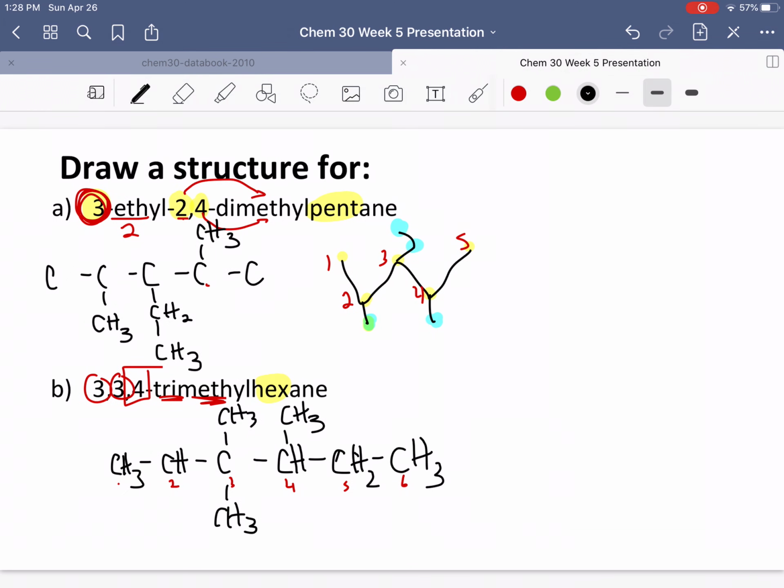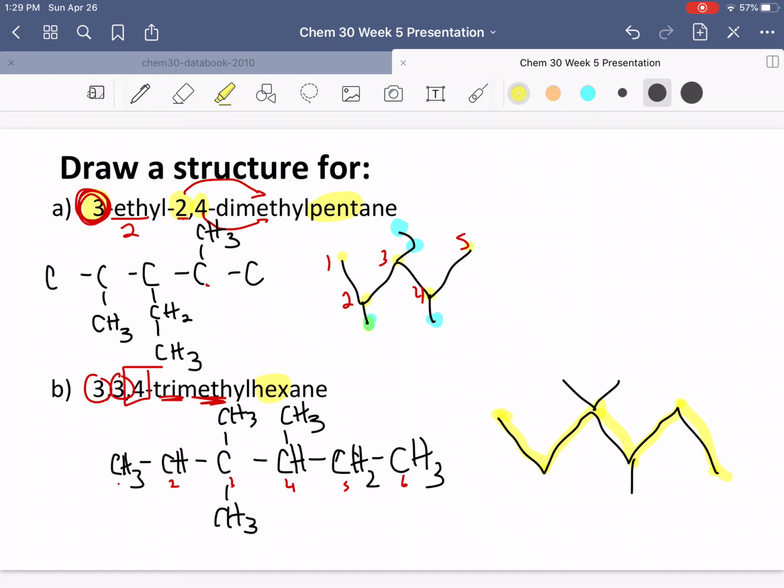The line structural diagram. Parent chain is 6. So let's start drawing it. 1, 2, 3, 4, 5, 6. There they are. Off of carbon 3, I've got 1, 2 methyl groups. Off of carbon 4, 1 more methyl group. There it is. Count them. 1, 2, 3, 4, 5, 6. Right? There's your parent chain. Don't lose sight of where that is. Then the methyl groups are branched off.